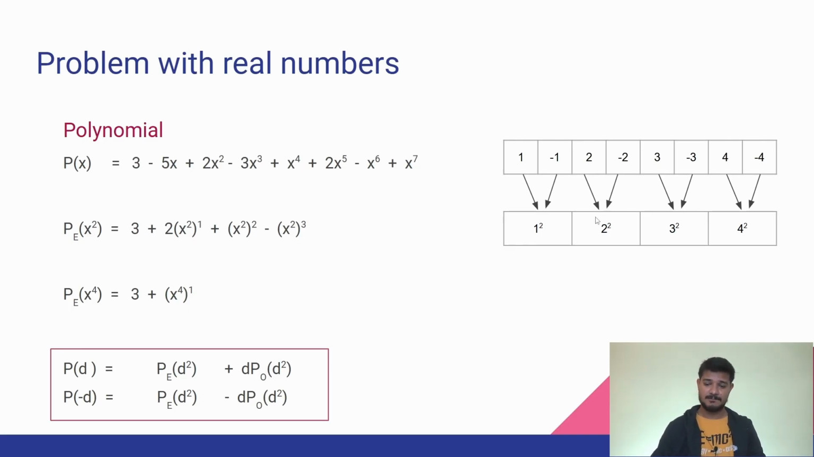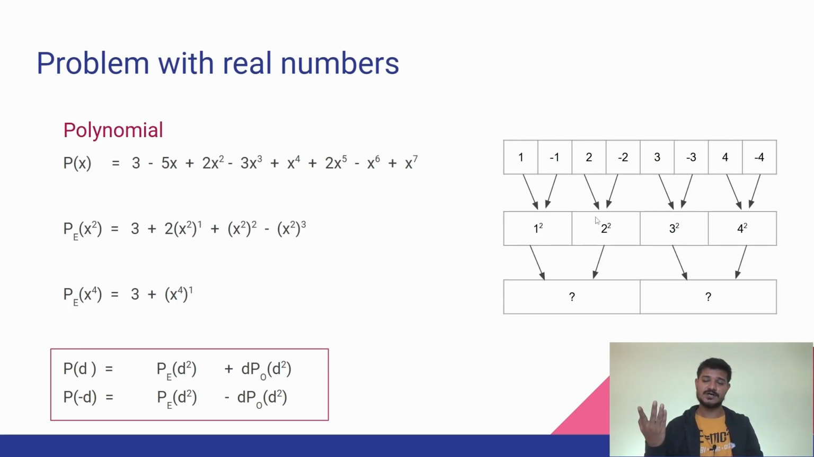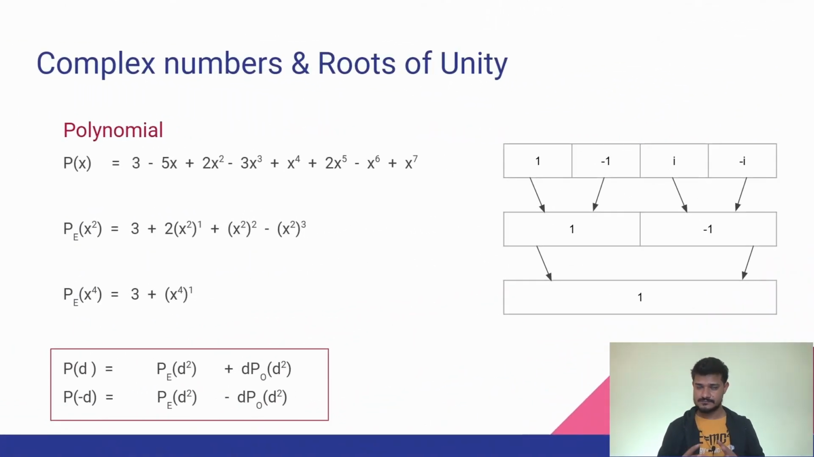Simple enough. But when we go again to the third level, you won't be able to find any integer whose square root is 1 and 4, or any integer whose square root is 9 and 16. So recursion breaks here. And just to move ahead with a solution, we can actually utilize complex numbers, and to be precise, roots of unity.